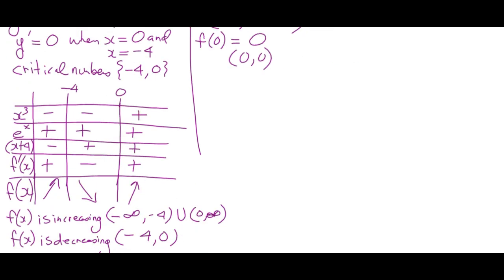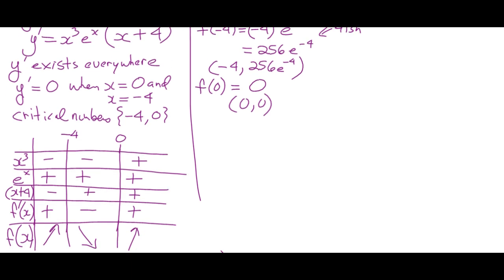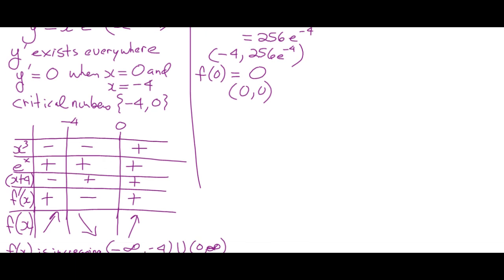Okay, now, according to our chart then, we should have a local max at negative 4 and 256 e to the negative 4th. And it just said local, so there's no absolute. So local max. And the chart's telling you where. Going up, going down, that means that you had to peak. So at negative 4 and 256, 4-ish. And then we're going down, and then we're heading back up. So then there's a local min at 0, 0.